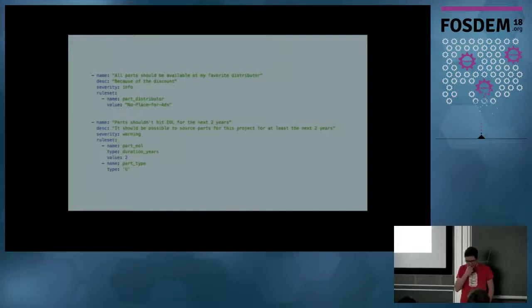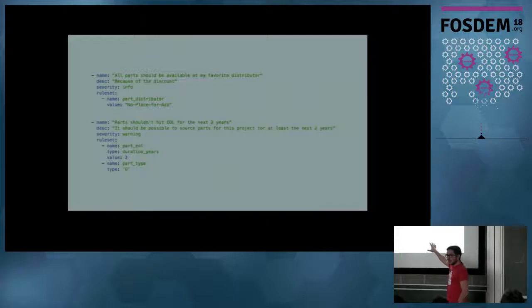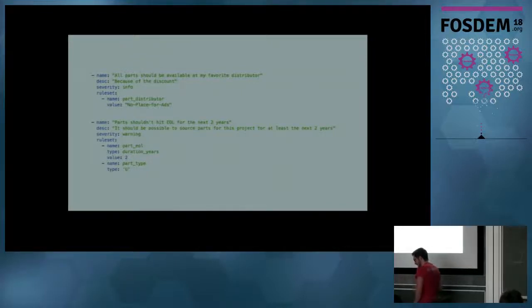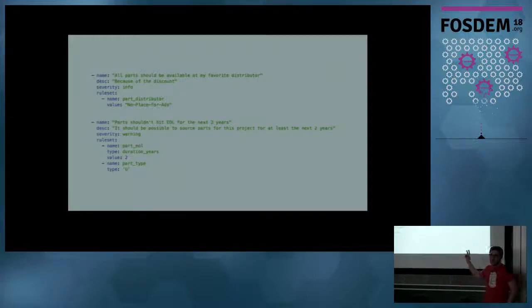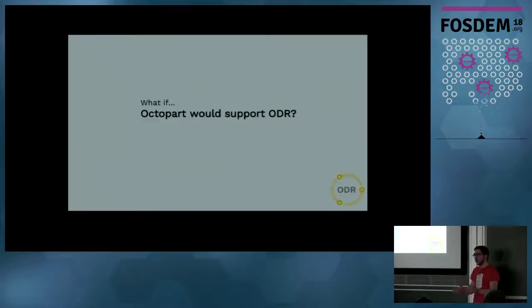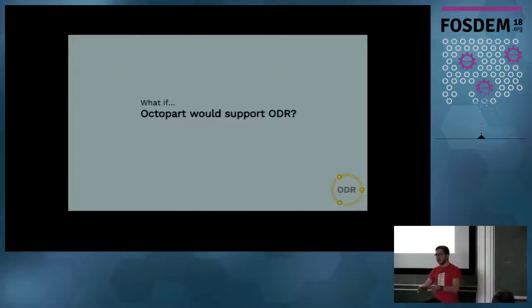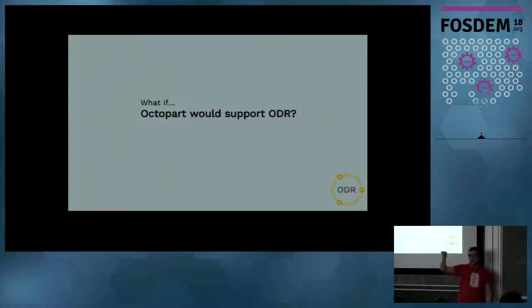Another example is, by the way, this is the actual file format. Another example is I have some ICs on my PCB, and I want to make sure that these ICs are available for the next 2 years. So with these two rules, I make sure that a party, like, as I said, Octopart, can validate this. We take Octopart, we take our design rules, we take our design, stuff it all together, and get a thumbs up or a thumbs down.